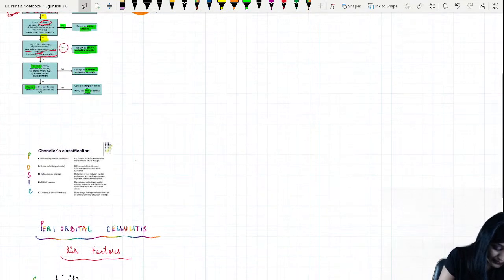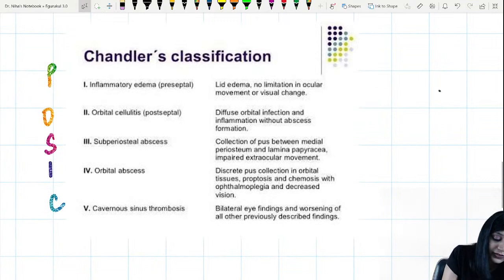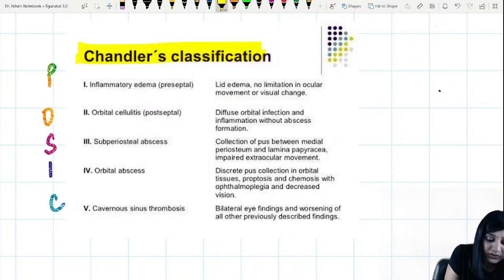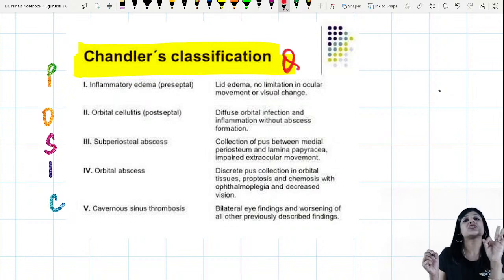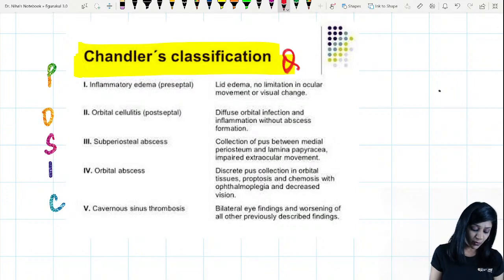The next thing is Chandler's classification. Now the first important question is, what is the classification that is followed in orbital cellulitis? This is again an important question which can be asked. Sometimes even the name of that classification is important. They are not going to ask you anything beyond that. So the first thing is the name of this classification.